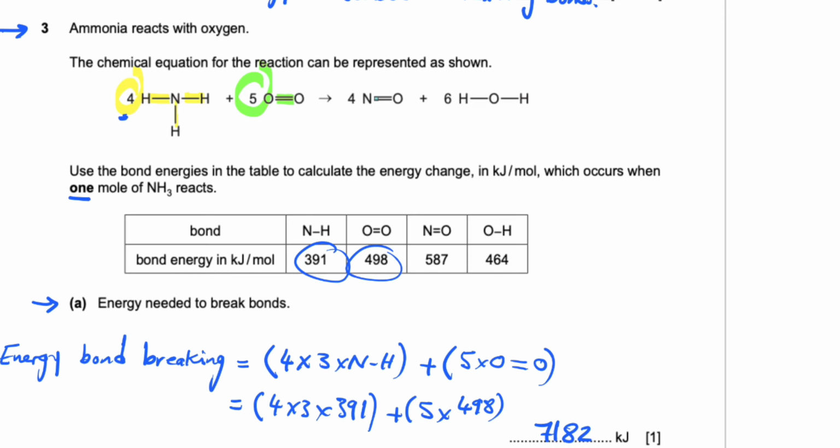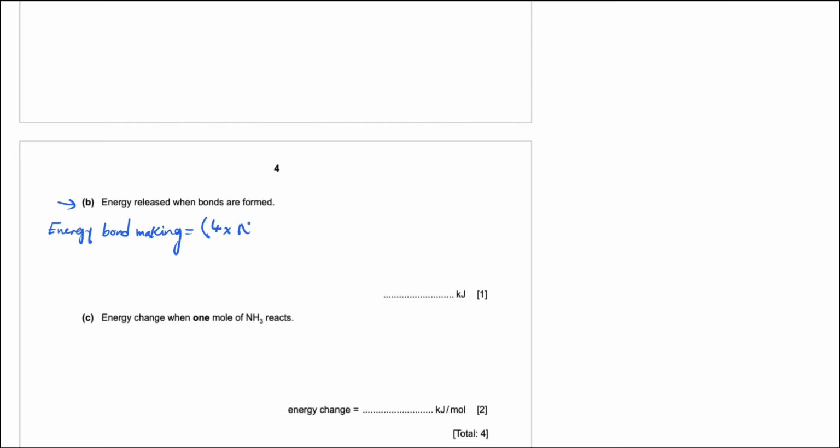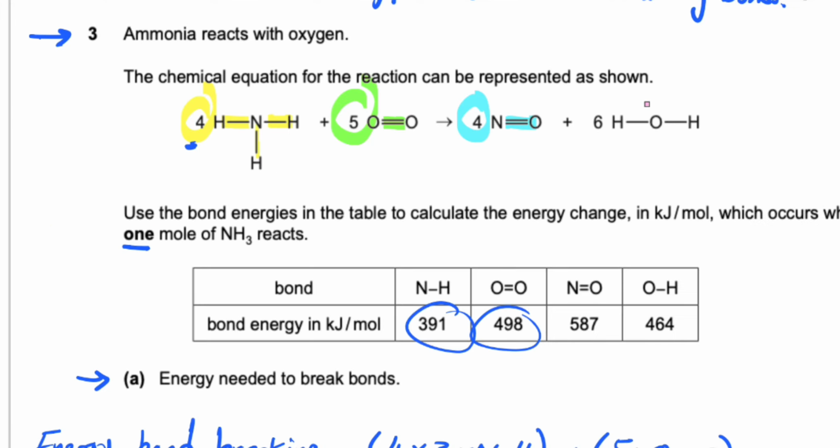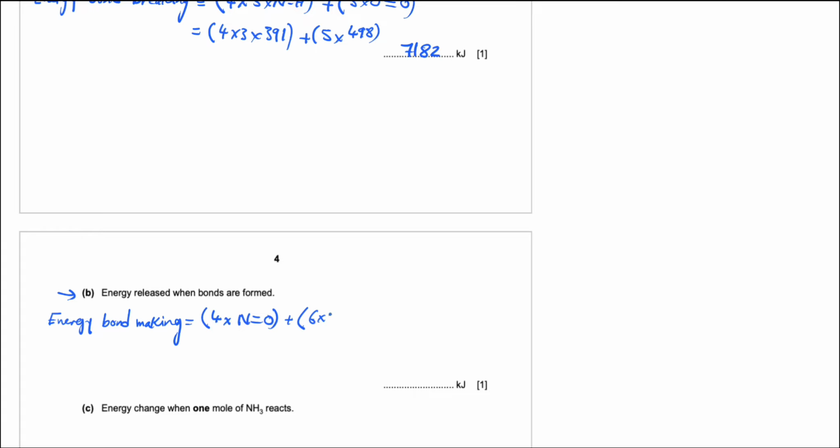The energy of the bond making. We have the bond between nitrogen and oxygen, and that's repeated 4 times. So 4 times the nitrogen and oxygen bond. And we have the bond between oxygen and hydrogen, and it's repeated twice in 1 molecule, but we have 6 molecules, so we have 6 times 2 times the bond between oxygen and hydrogen, which is 464. And that gives us 7,916.